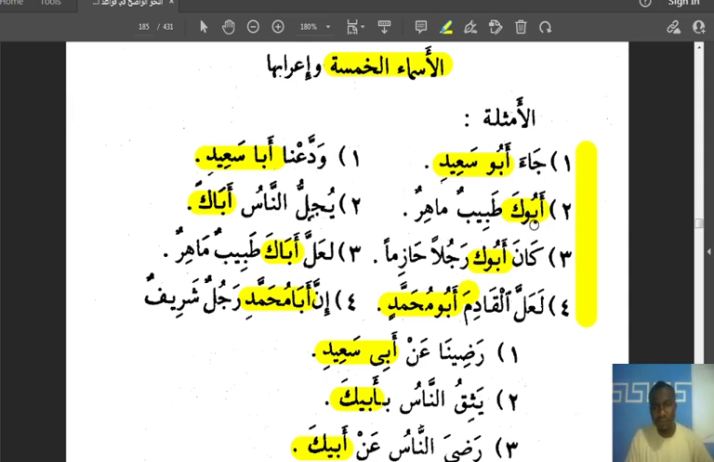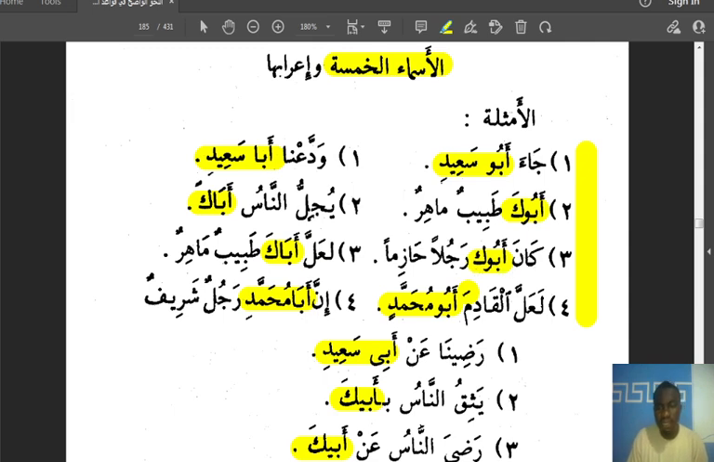أبوك, أبو مبتدأ مرفوع وعلامة رفعه الواو لأنه من الأسماء الخمسة وهو مضاف. الكاف ضمير متصل مبني على الفتح في محل جر مضاف إليه. الكاف, some people will say ضمير مبني في محل جر مضاف إليه, but then ضمير I just added words. Arab is just about words and how you want to put it. الكاف ضمير متصل مبني على الفتح في محل جر مضاف إليه. And then طبيب becomes خبر, ماهر الصفة.